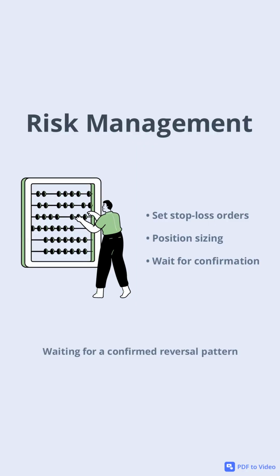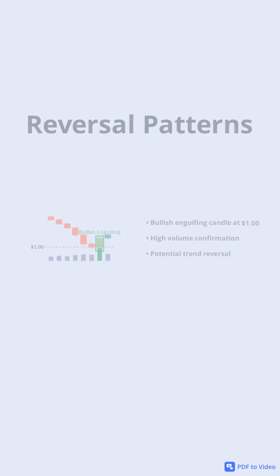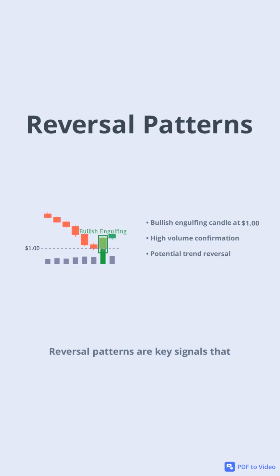Waiting for a confirmed reversal pattern, such as a bullish engulfing candle on high volume, is often a safer strategy than buying blindly at these levels. Reversal patterns are key signals that a trend may be changing direction. For DVLT, traders should watch for patterns like the bullish engulfing candle, especially if it occurs on high volume above the $1 level. These patterns can provide early warning of a potential turnaround, but confirmation is essential before taking action. We'll show examples of common reversal patterns and how to spot them.